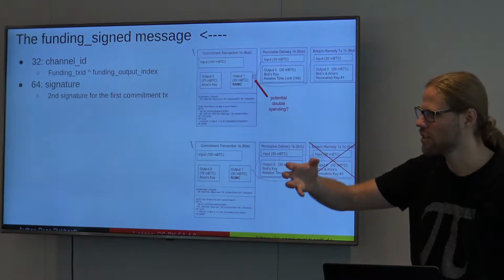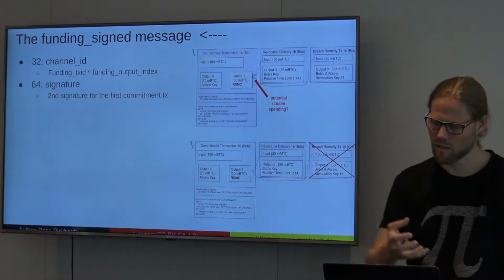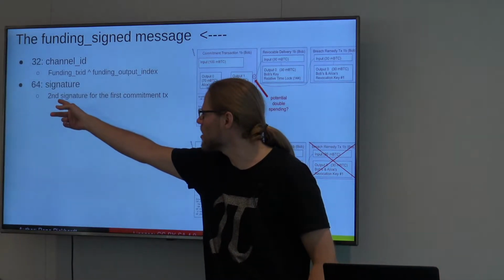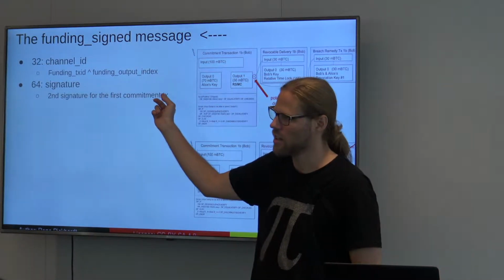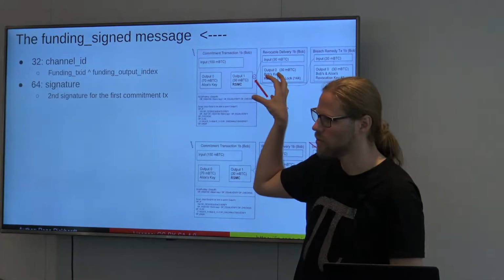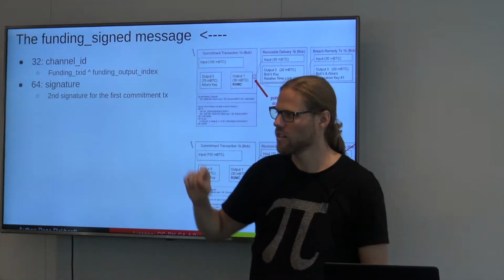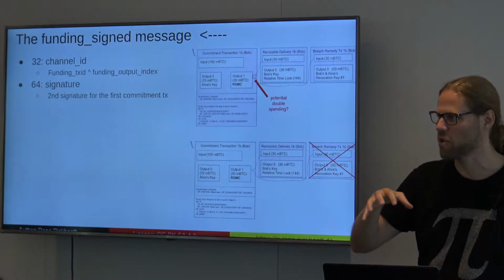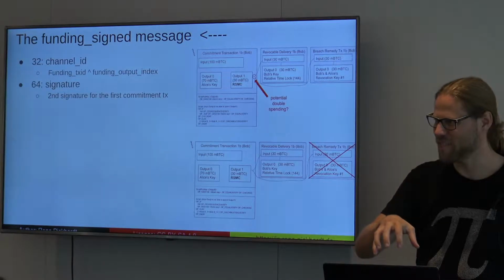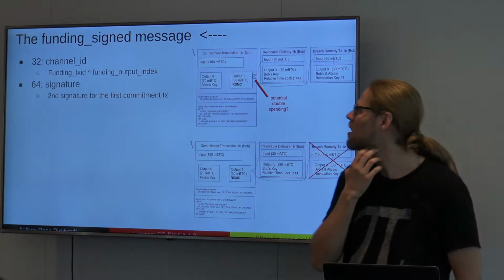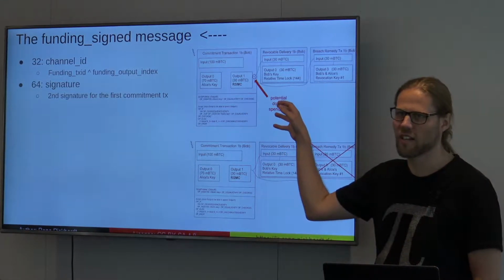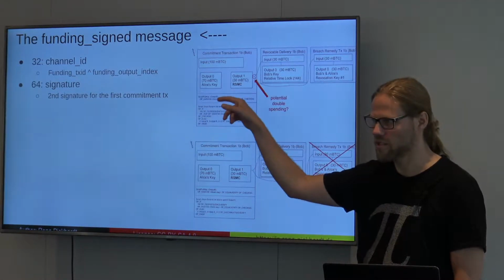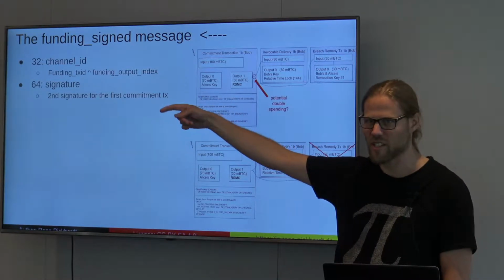So then there's a signature sent back for the first commitment transaction. When I mean second signature, this is the signature that Bob will use to sign Alice's commitment transaction. Because by the end of the day, when Alice opens the channel, she needs to have a commitment transaction that is safe to be broadcasted, right? So Bob already knows how the commitment transaction for Alice should look, because he knows the base points and everything with which the commitment transaction is generated.